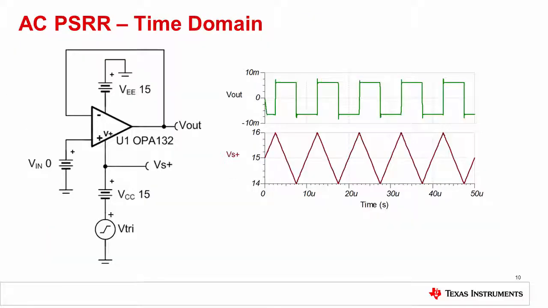Now let's look at how PSRR works when non-sinusoidal waveforms are applied to an op-amp power supply. In practical circuits, a switching power supply ripple can sometimes look like a triangular waveform. In the example shown here, we look at the effects of a 2-volt peak-to-peak triangle wave applied to the supply voltage of the OPA132. Surprisingly, the output looks like a square wave with amplitude a little less than 10 millivolts peak-to-peak.